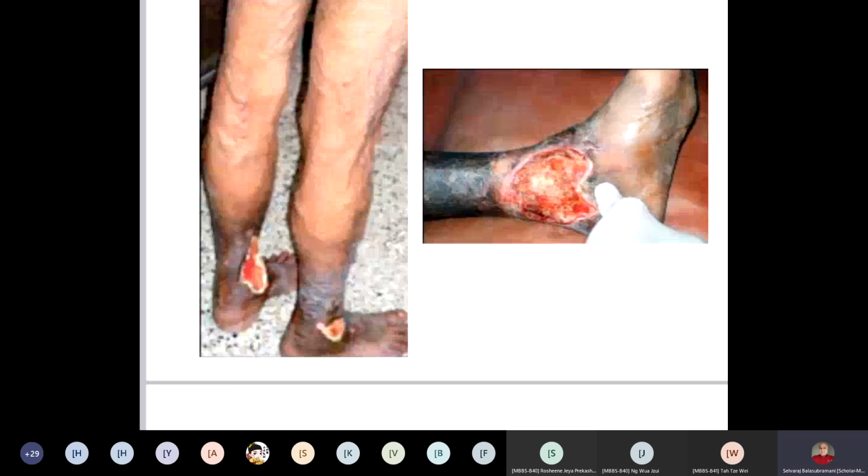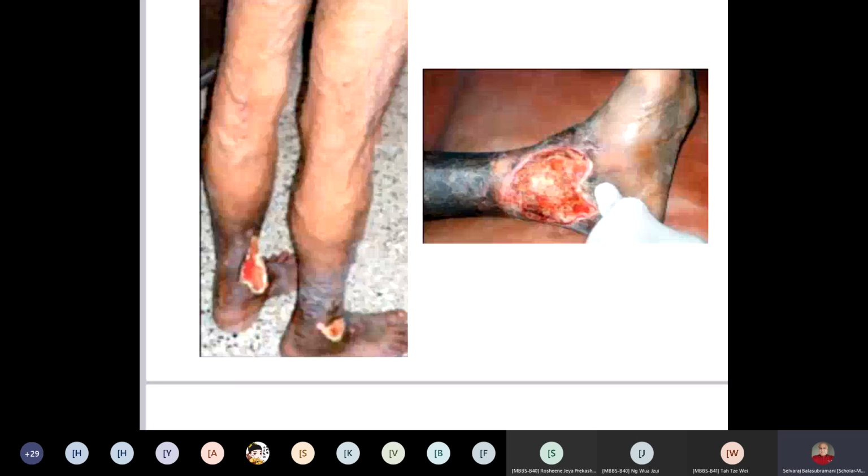Suppose the cause is not primary varicose vein but secondary varicose vein. Imagine this patient's cause for the ulcer is DVT. Then how will you treat? What surgery will you do? Surgery is not indicated. Conservative treatment. You should not do any surgery for a secondary varicose ulcer. You must do only conservative treatment.